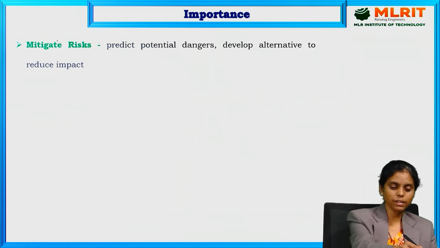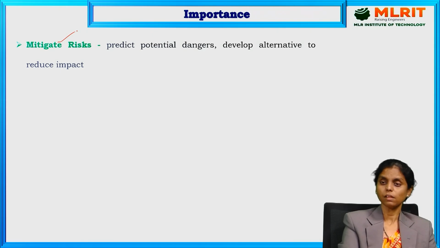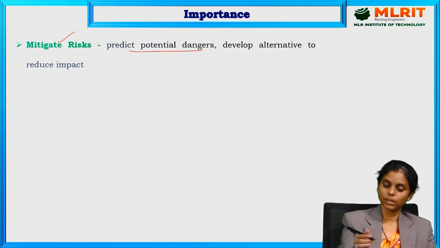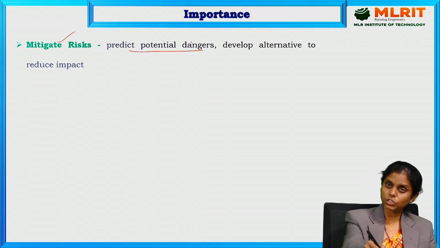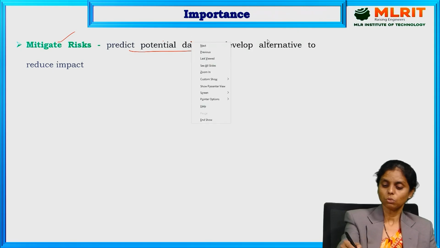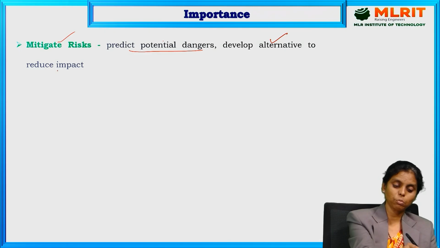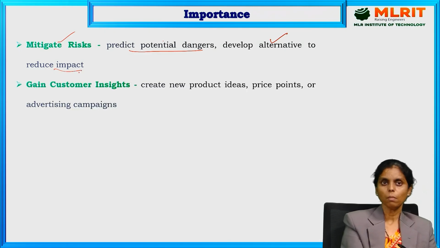The next element that we have is mitigating the risk. There is always risk involved in every business activity, even in marketing. How can we predict the risk involved in a decision? We need to analyze the market, by evaluating the micro, macro and internal environmental factors. Once we identify the potential danger with respect to our product, we will be ready with alternatives, so that we are able to reduce its effect on our market and our organization.